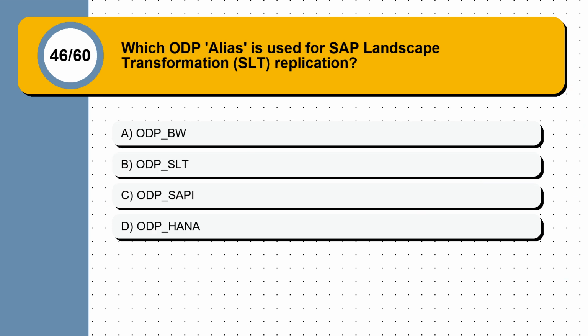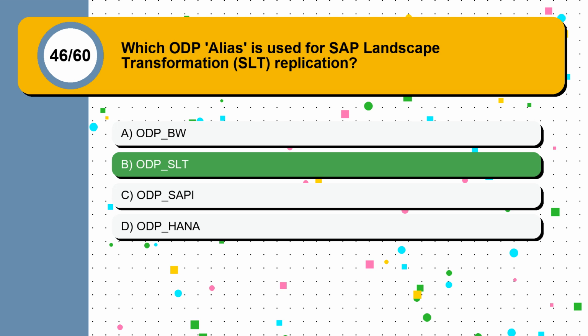Question 46. Which ODP alias is used for SAP Landscape Transformation, SLT, replication? Option A, ODP_BW. Option B, ODP_SLT. Option C, ODP_SAPI. Option D, ODP_HANA.